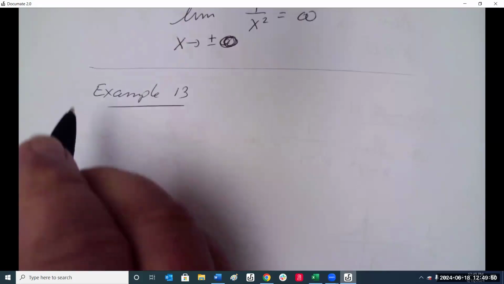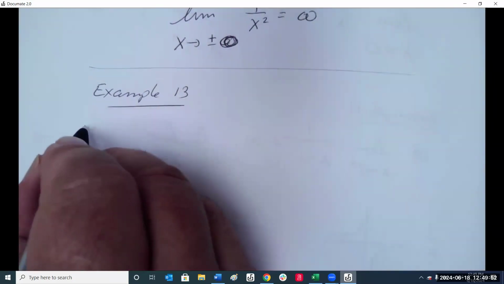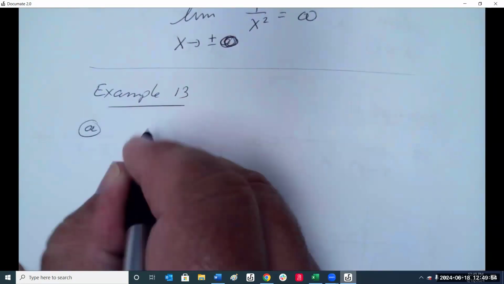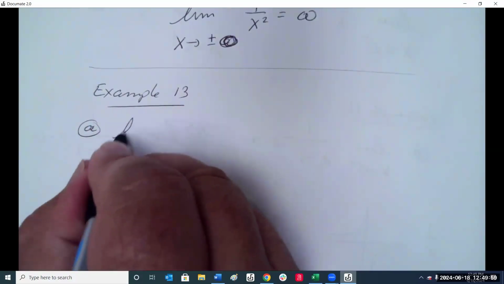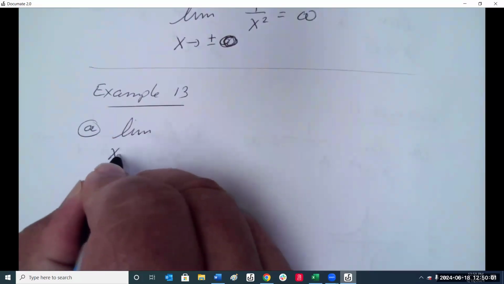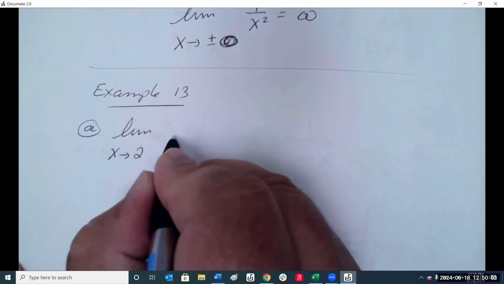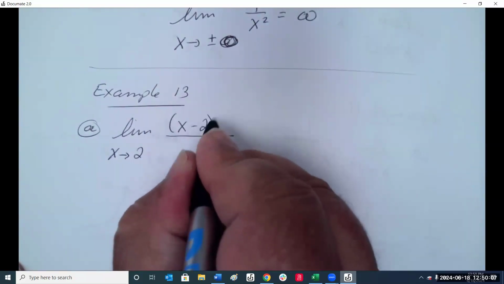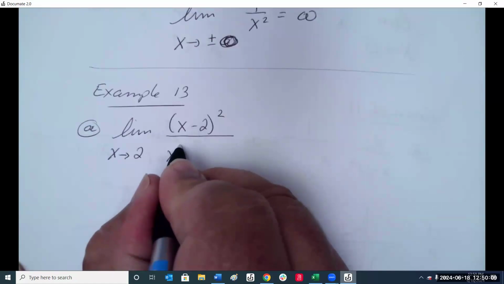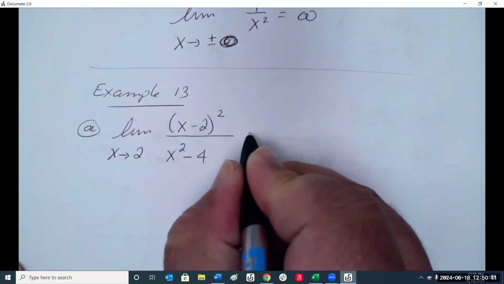Example 13. It's got 6 examples. So the limit as x approaches 2 of this one, x minus 2 squared, x squared minus 4.